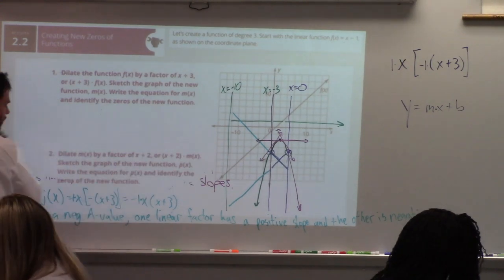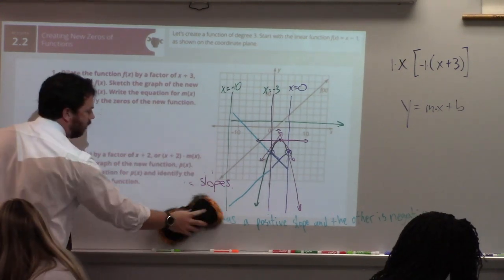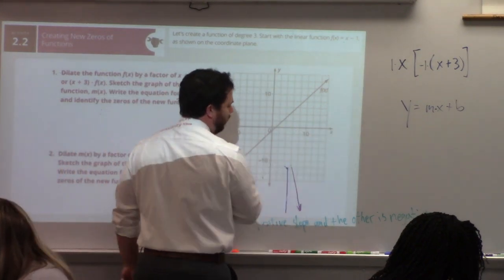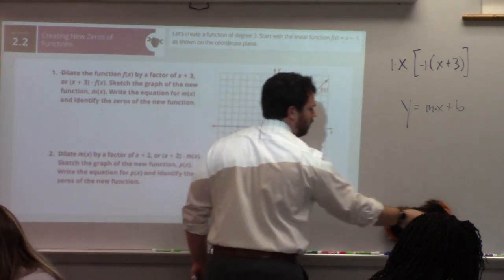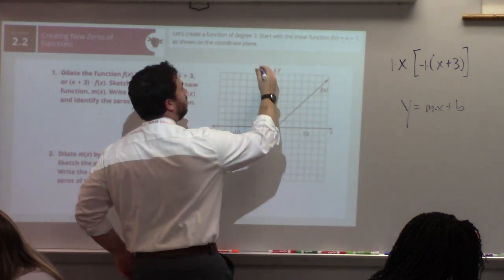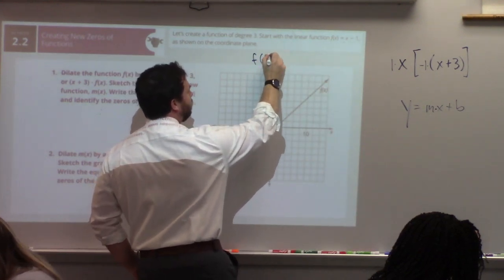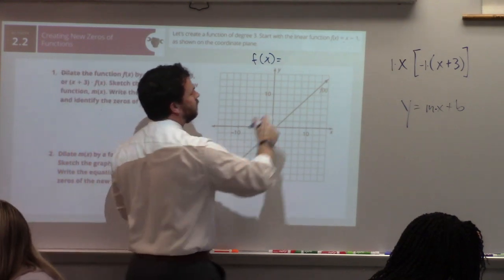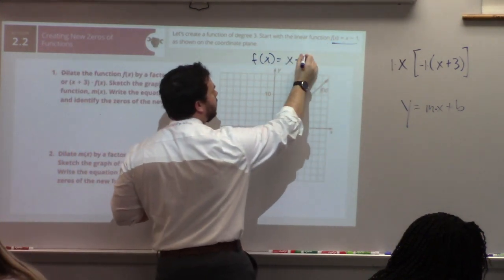Not much has changed, okay? We are starting with a linear function. What is f of x, the linear function here? f of x is x minus 1.